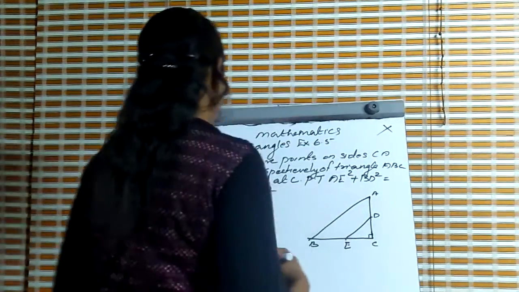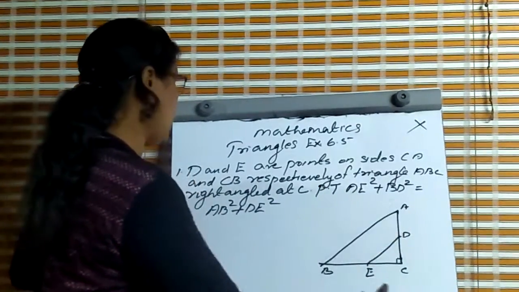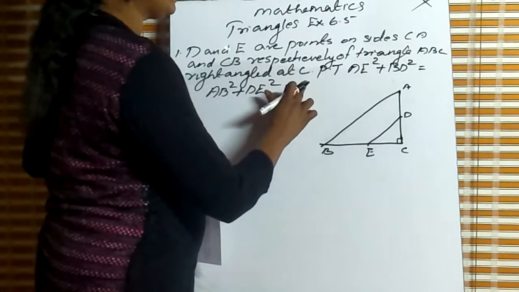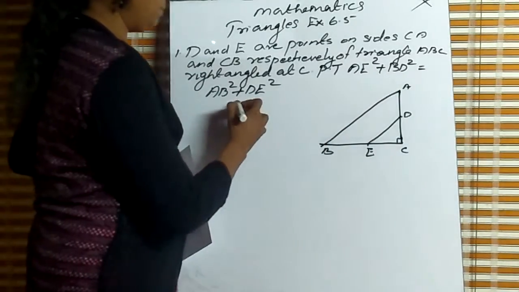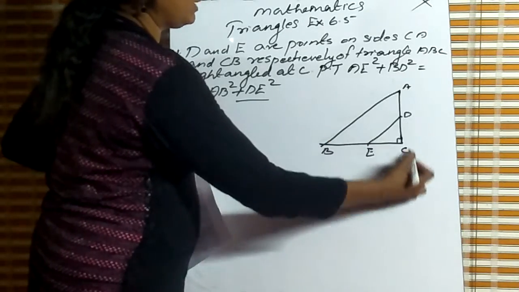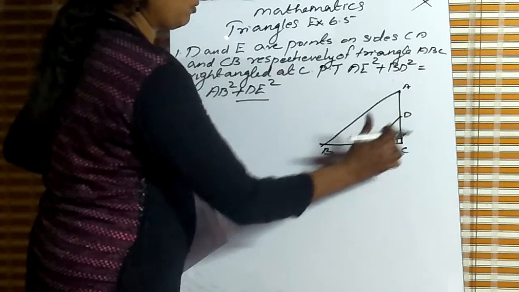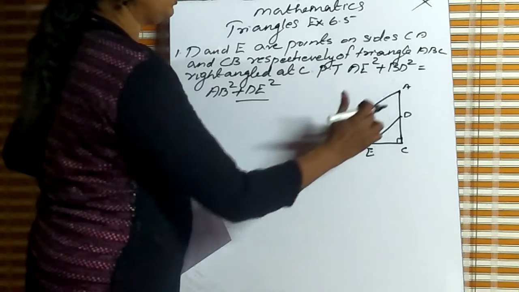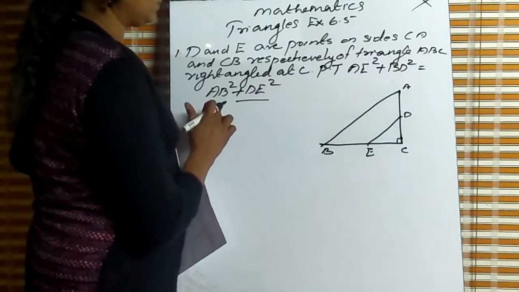Listen. Question 1. D and E are points on sides CA and CB respectively of triangle ABC, right angled at C. Prove that AE square plus BD square is equal to AB square plus DE square. We have a right angled triangle ABC, right angled at C. D and E are points on sides AC and BC respectively. To prove that AE square plus BD square is equal to AB square plus DE square.